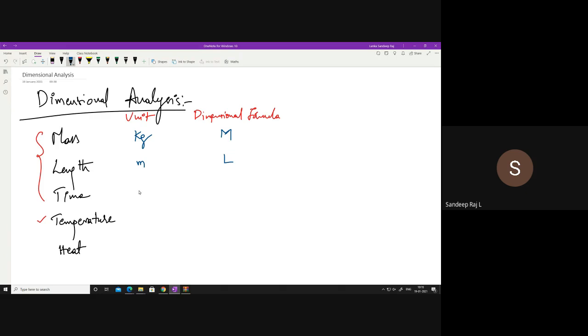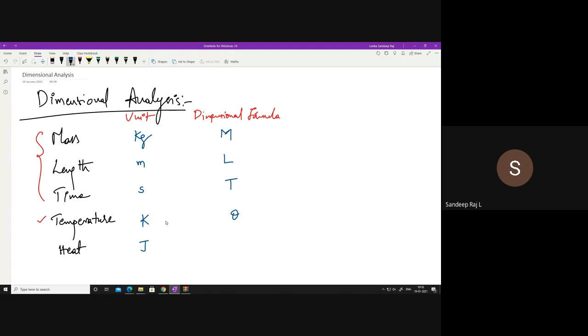You must have studied all of these things in your lower level classes. That's why I'm going a bit fast. So this is time, unit is second, and the dimensional formula is T. Temperature unit is Kelvin, and the dimensional formula is theta. Heat. What is the unit of heat? Somebody tell me what is the unit of heat? Unit of heat is joule.